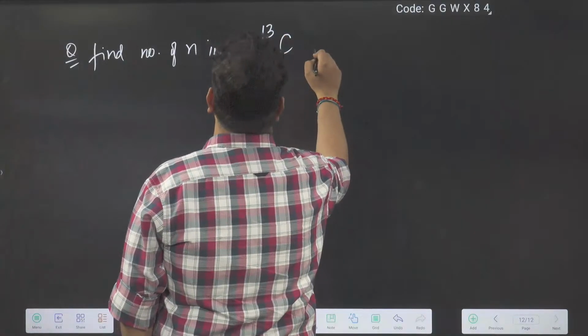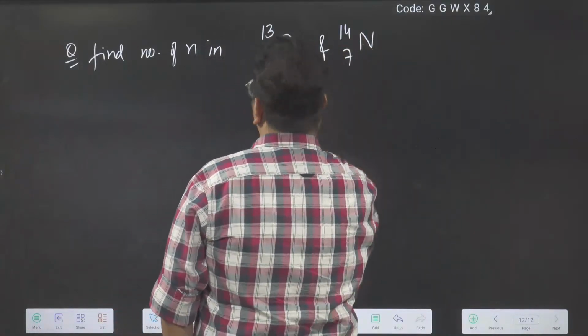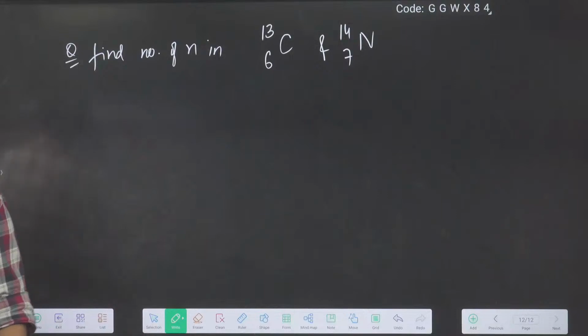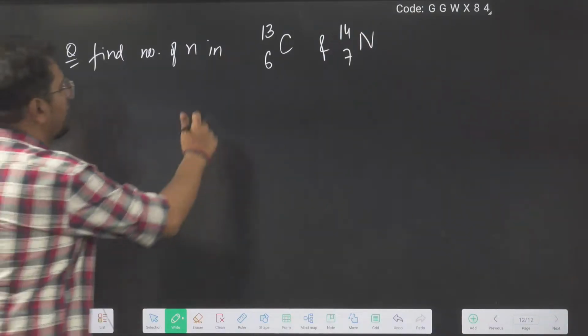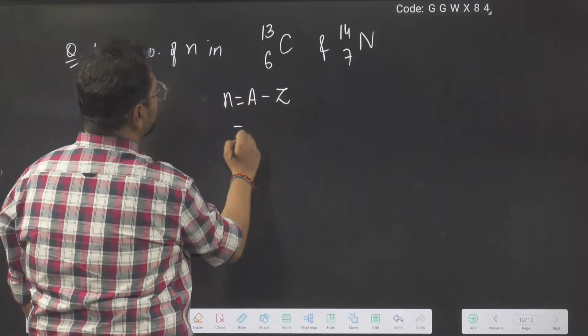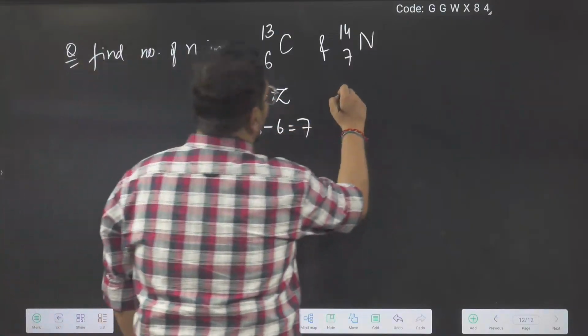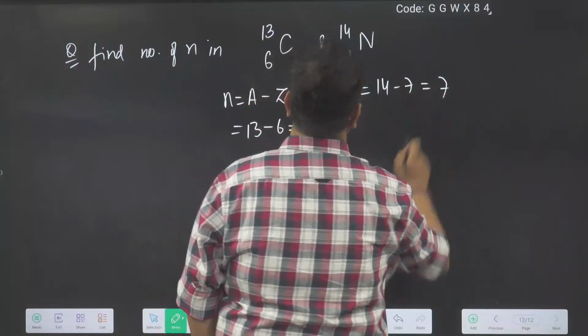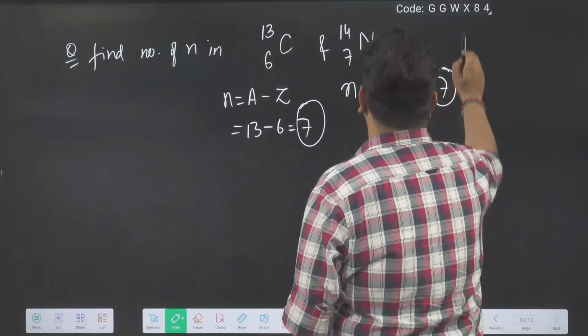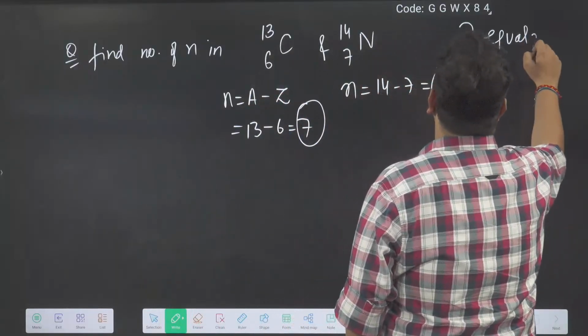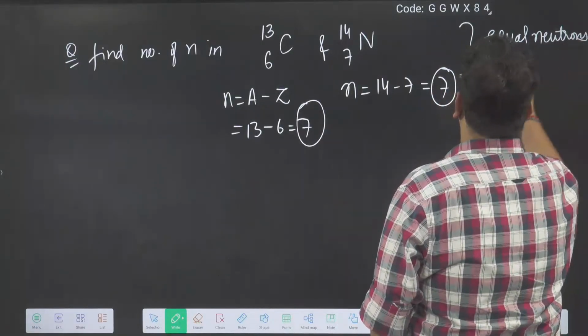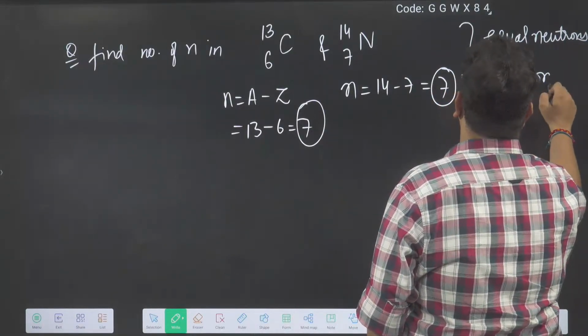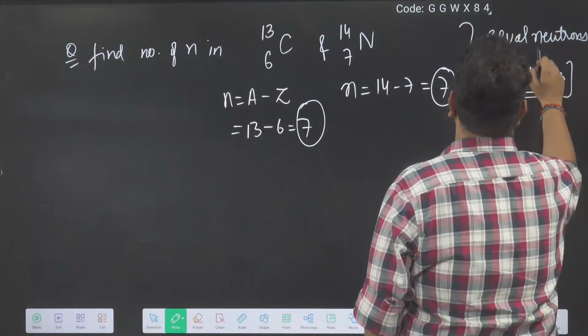6C13 and 7N14. Tell me, in both of them how many neutrons are there? Neutron is A minus Z. So the number of neutrons here came A minus Z: 13 minus 6, 7. Here the number of neutrons is 14 minus 7, 7. So the number of neutrons is equal. The two species are called isotones.